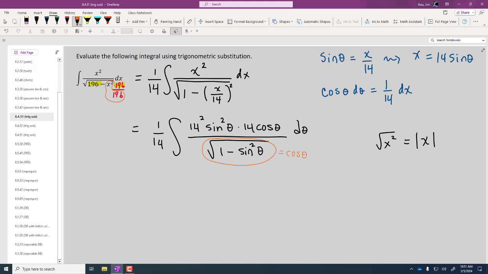So that's just going to wipe out the cosine in the numerator. This cosine right here is going to cancel with the entire denominator. All that's going to go away. Clearly one of the 14s is going to go away. So we're going to get 196 out in front, and we're integrating sine squared.